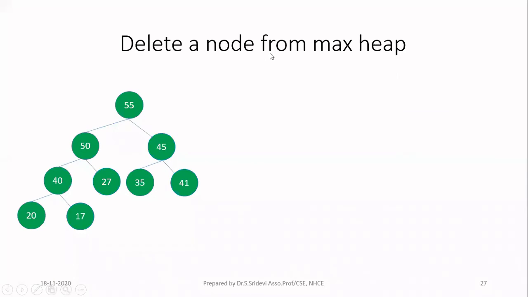Now I need to delete a node from the max heap. So first I can delete only the root node. So I'm going to delete 55. So what is the step now? Once I delete 55, I have to take the smallest node from this max heap, which will be available in the last level as a rightmost node. Okay, so go to the last level in your max heap, take the node at the rightmost position. This node you have to swap with the root node because you're going to delete the root node.